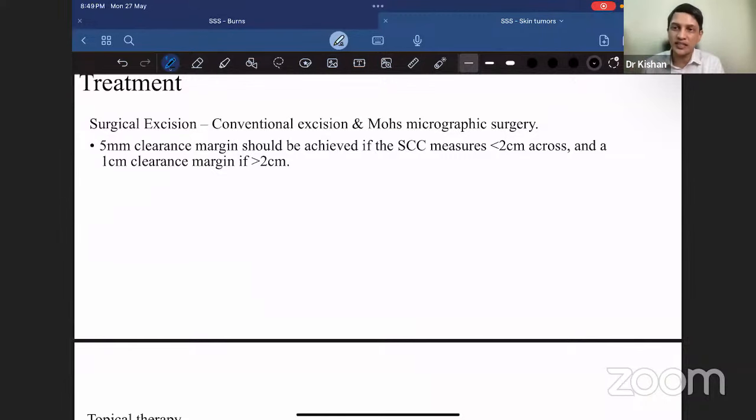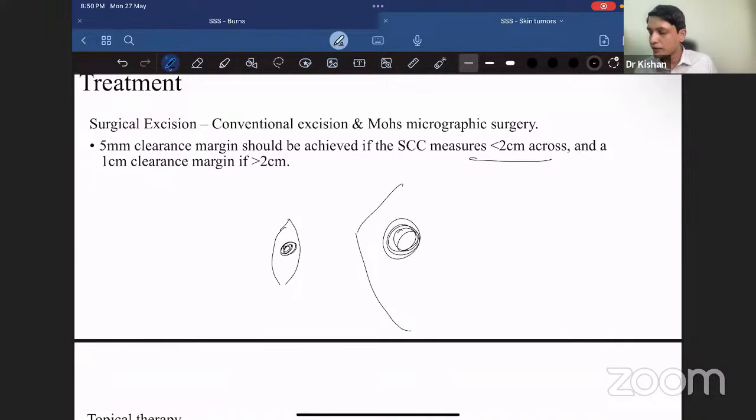There are two types of surgical excisions. One is the conventional wide local excision. If a tumor is less than 2 centimeter in diameter, we do a clearance of 0.5 centimeter. This is the tumor, and we take it keeping a margin of 0.5 centimeter. If the tumor is more than 2 centimeter like this, then we give a margin of around 1 centimeter all around. This is how we do wide local excision.